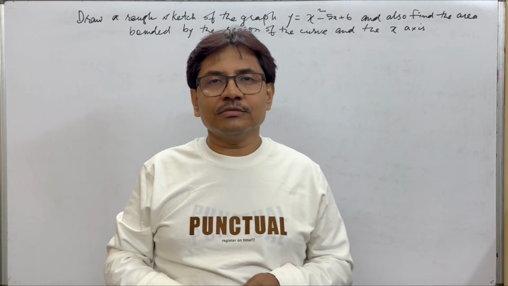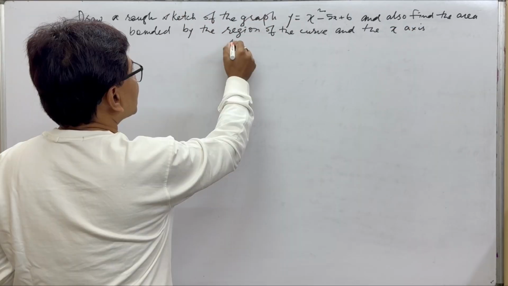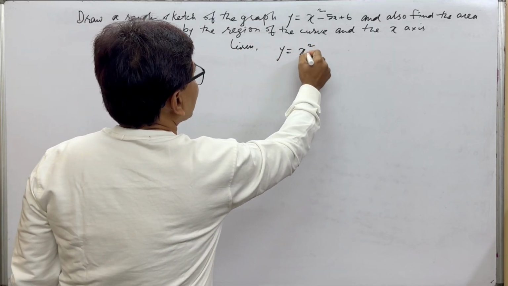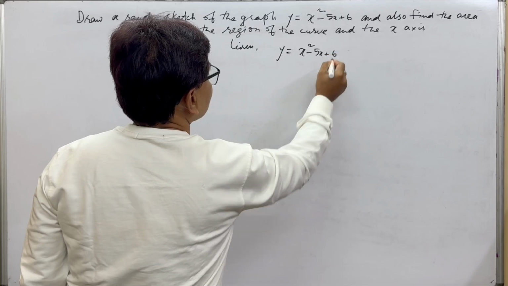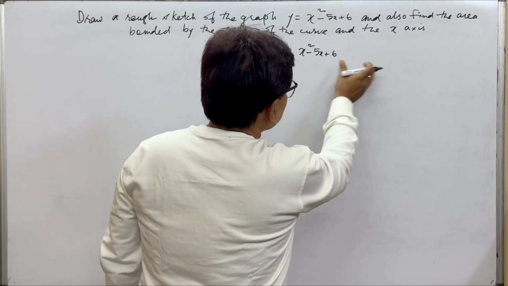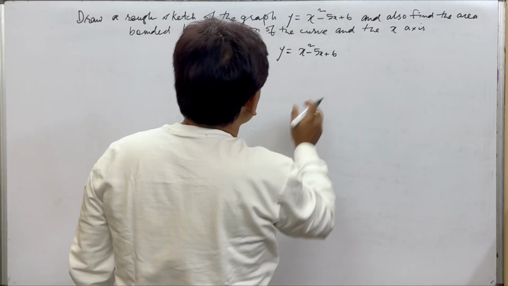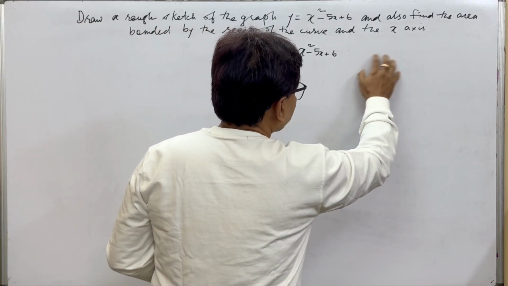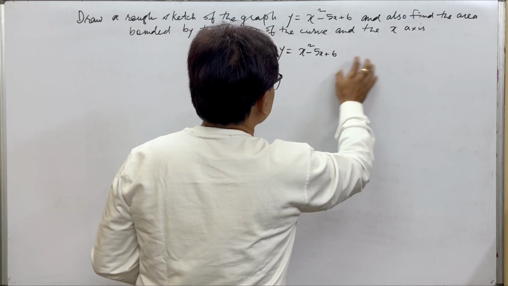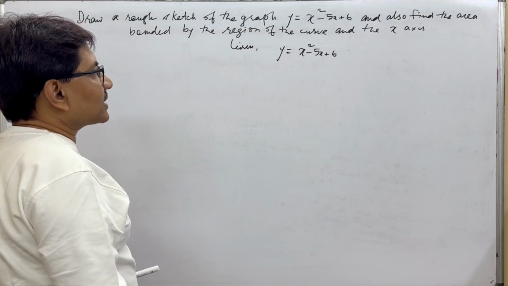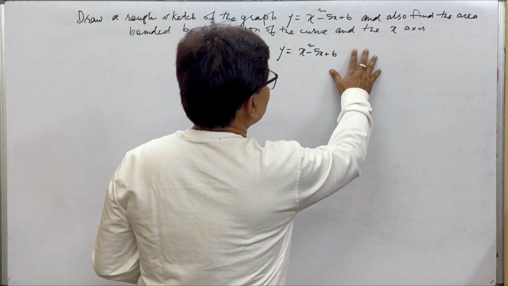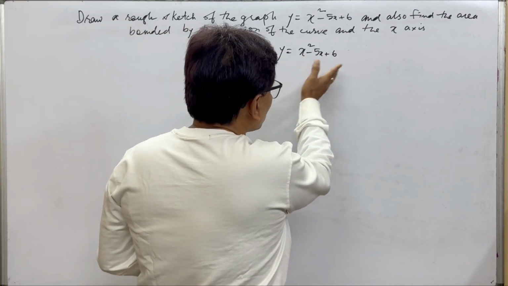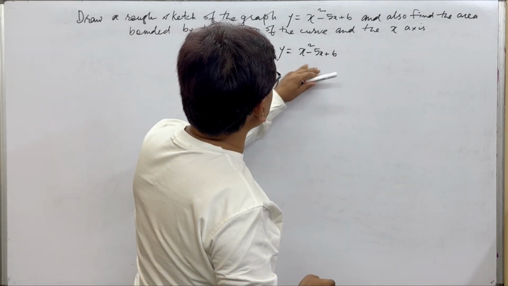So how to solve this kind of sums? Given y equals to x square minus 5x plus 6, which means this particular equation is representing a circle or a parabola or hyperbola or ellipse. How can you understand? First you need to go with the elimination process. What is that elimination? That means, which one cannot fit with this equation?